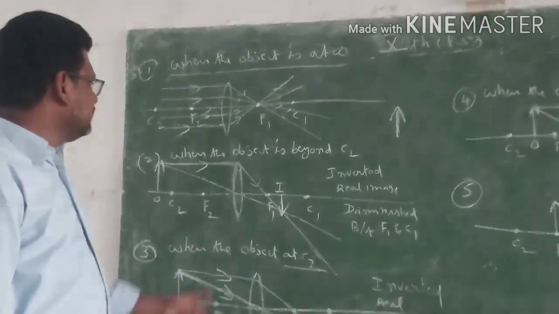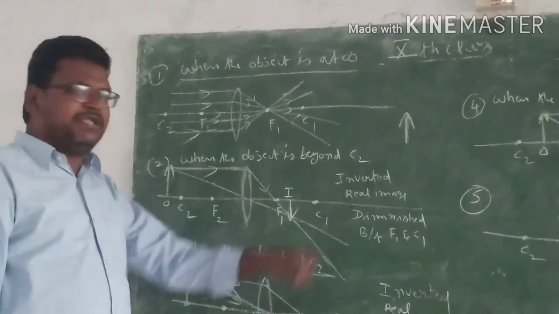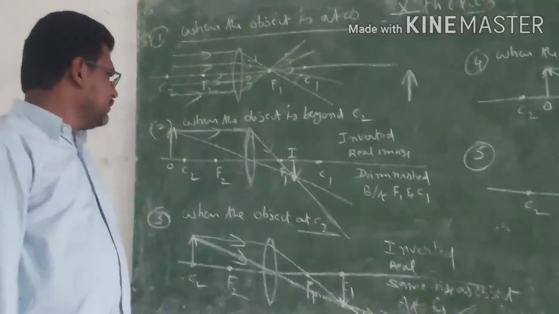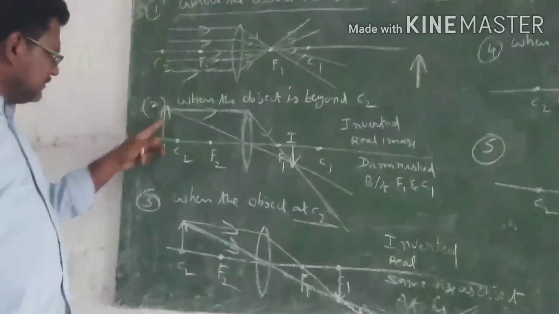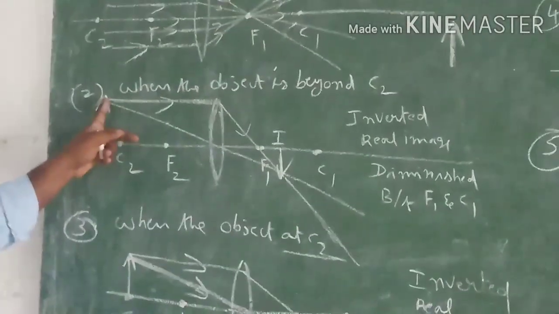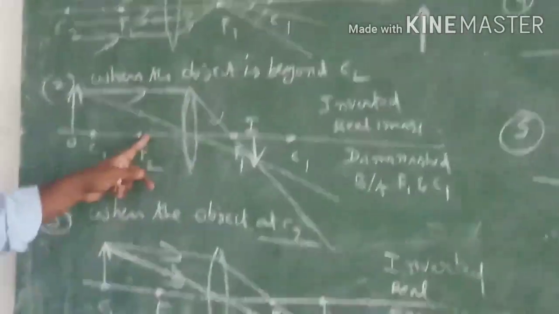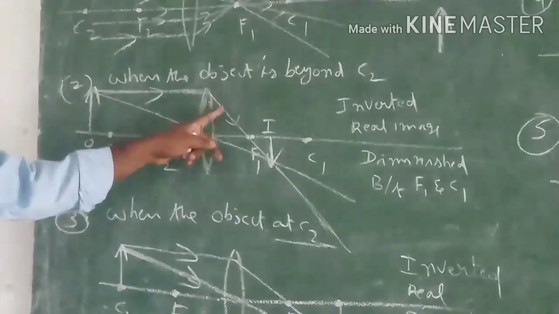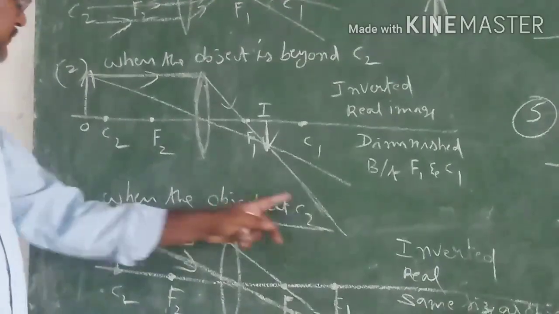Now let's see the second case, when the object is beyond C2, beyond the center of curvature. When the object is beyond the center of curvature, let's take an extended object. So one is an incident light ray. It is incident parallel to the principal axis on a convex lens. After the refraction, it should pass through the focus. So it is passing through the focus.